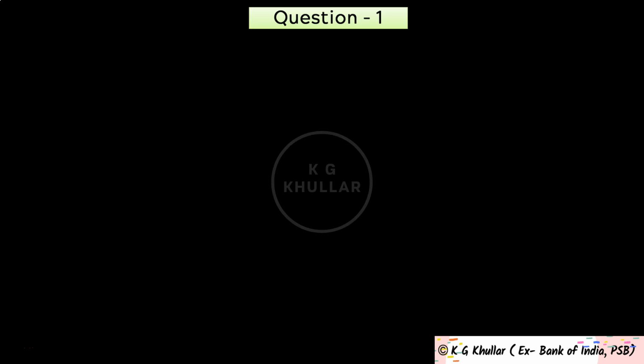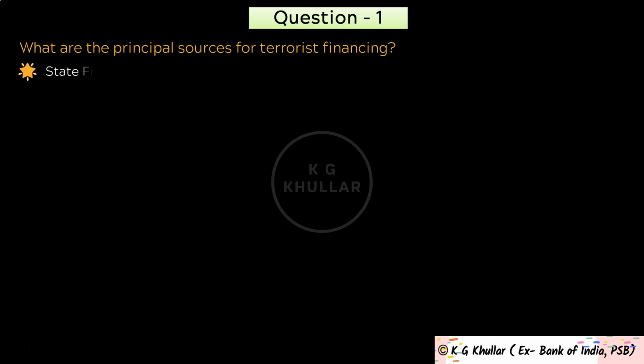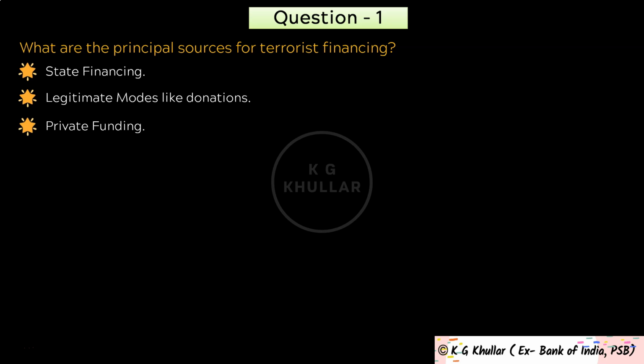So friends, let's start with today's mock test. And the first question is, what are the principal sources of terrorist financing? The first option is state financing. Then the second option is legitimate modes like donations. Then the third option is private funding. And the last option D is all of the above.